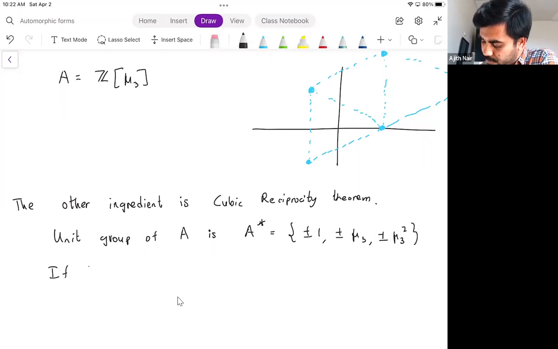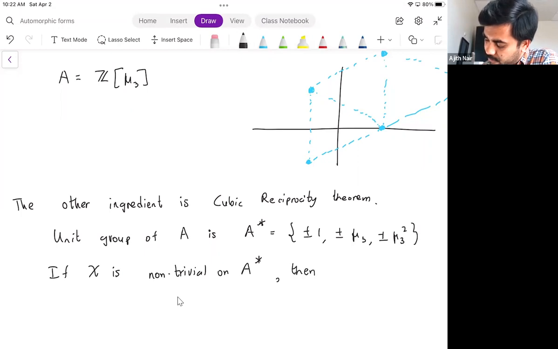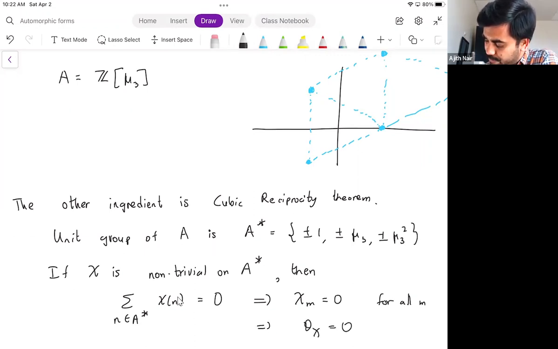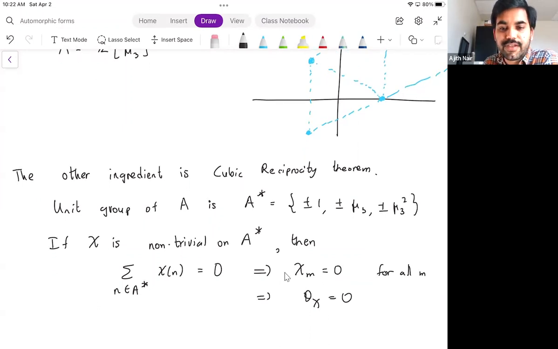Now, if chi is non-trivial on A star, then the summation of chi of n is going to be 0 on A star. And this will imply that the nth Fourier coefficient is 0 for all n, and so theta chi will be 0. So that means that we should have chi to be trivial on A star.